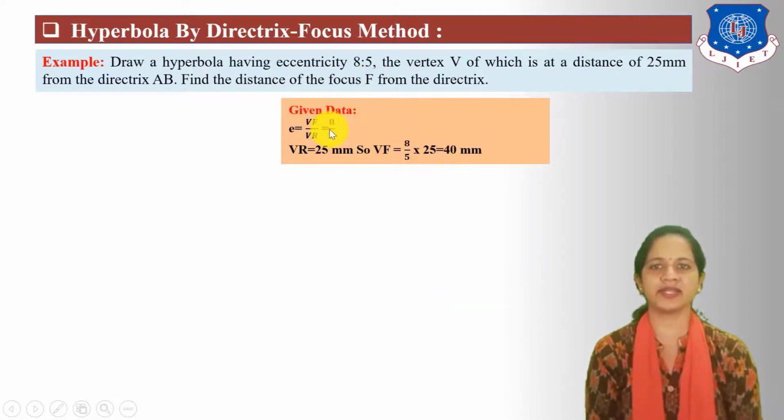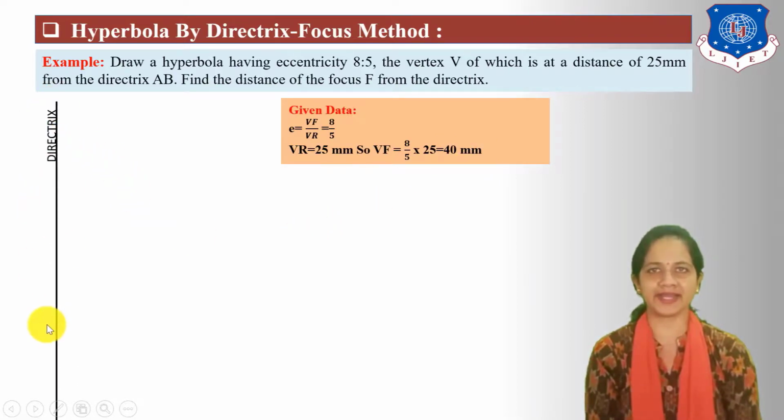First, list out given data. Here, eccentricity e is equal to VF upon VR, which is given 8 by 5. Distance of vertex point from directrix VR is given 25 mm. So, VF is equal to 8 by 5 into VR, and the distance of VR is equal to 25. So, the distance VF is equal to 40 mm.